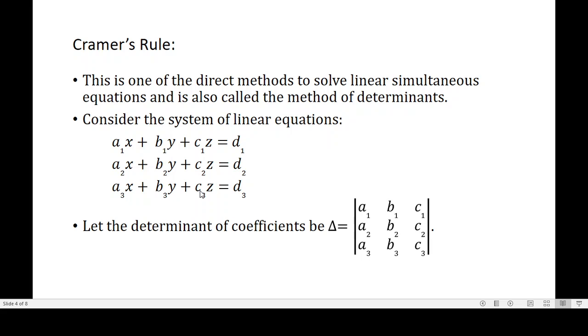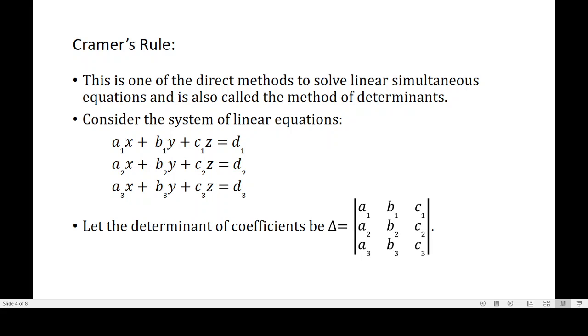Write the determinant of the coefficient matrix and let us denote it by delta. Therefore, delta is equal to the determinant of a1, b1, c1, a2, b2, c2, a3, b3, c3. If delta is not equal to 0, then we apply Cramer's rule. So first we write the determinant of the coefficient matrix and evaluate it. If it is not equal to 0, we shall apply Cramer's rule.